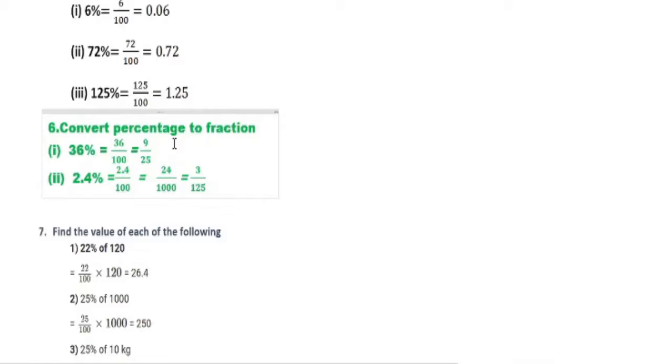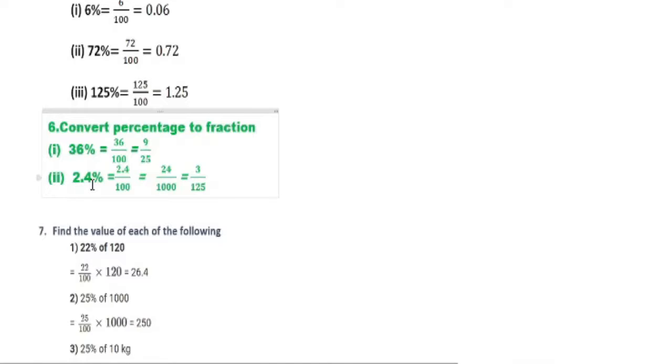Sixth one, convert percentage to fraction. Percentage to fraction. First one, 36%. That is 36 by 100. Now simplify the numerator and denominator. 4 is a common factor. You can divide it. So you will get 9 by 25.